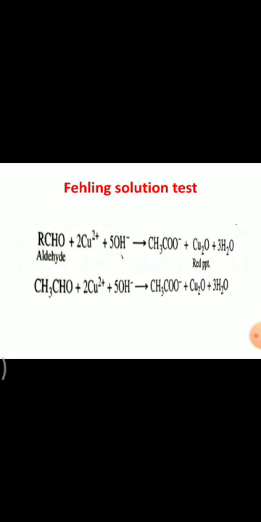And coming to Tollens test, the aldehyde reduces Tollens reagent into silver. That means a silver mirror is formed. And coming to Fehling's solution, the aldehydes reduce it into cuprous oxide. That means a red precipitate is formed. This indicates the presence of the aldehyde group.